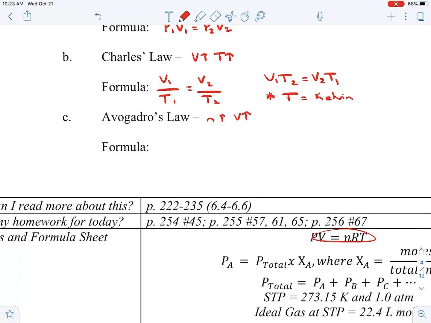So again, this one looks like N1 over V1 equals N2 over V2, right? And we could rearrange it N1 V2 equals N2 V1. And that's just a quick review.